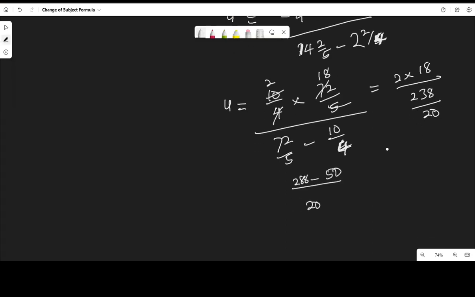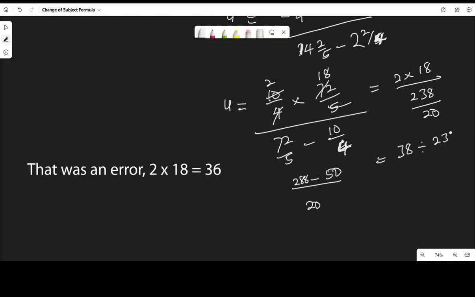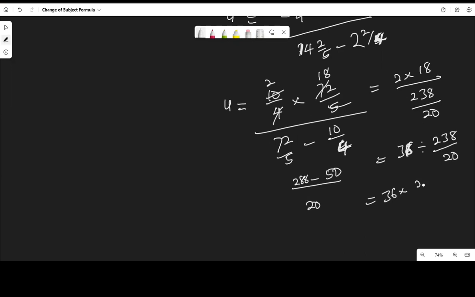2 times 18 is 36, not 38, 36. Then over 20, which is 36 multiplied by 20 over 238. Seven twenty divided by 238, that is 3.025.